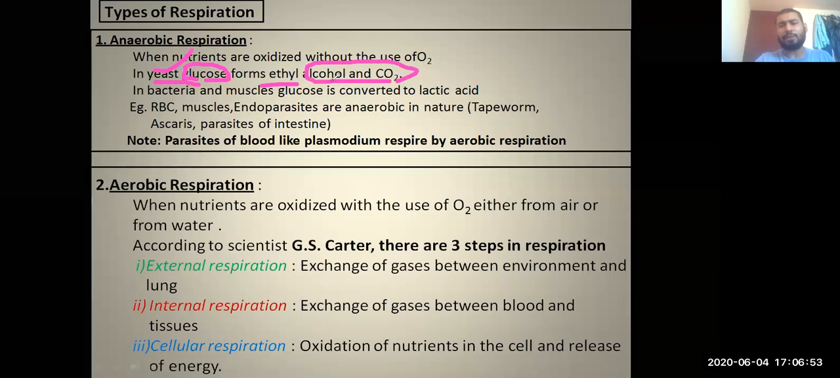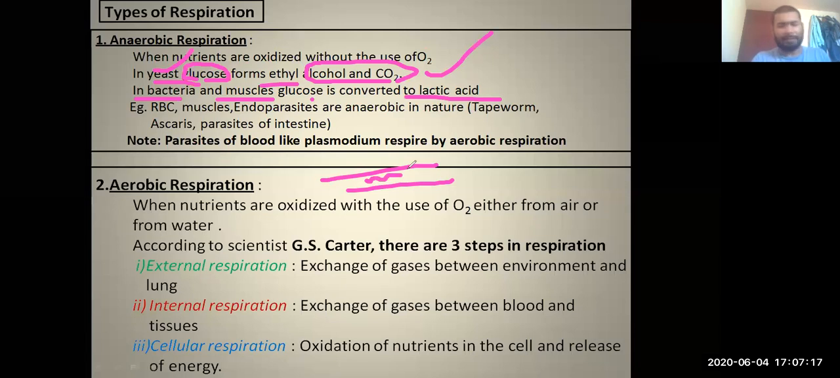Glucose forms ethyl alcohol and CO2. So this is called alcoholic fermentation. In bacteria and muscles, glucose is converted into lactic acid. So how does it form lactic acid? Suppose that someone is going jogging. Suppose this is the track, and one person is jogging or running.